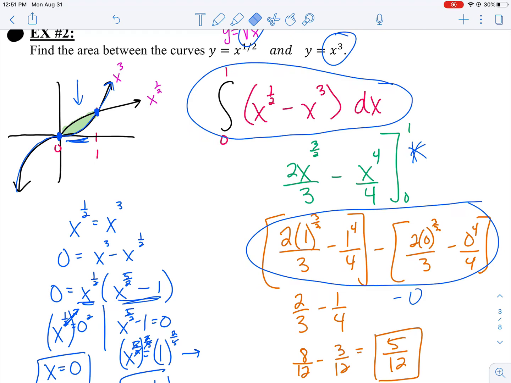Making sure I figured out the intersection points by setting them equal. Making sure I figured out which one was my top function versus my bottom function, and then setting up an integral so I can integrate top minus bottom from a to b.